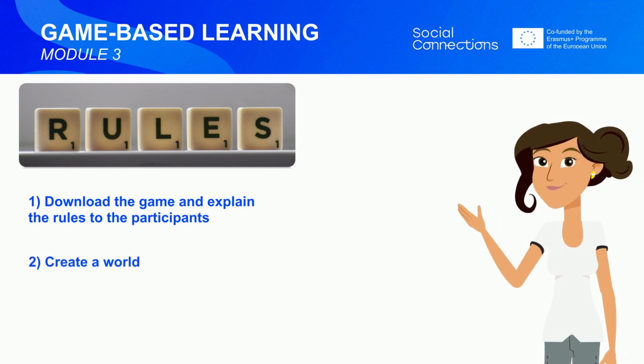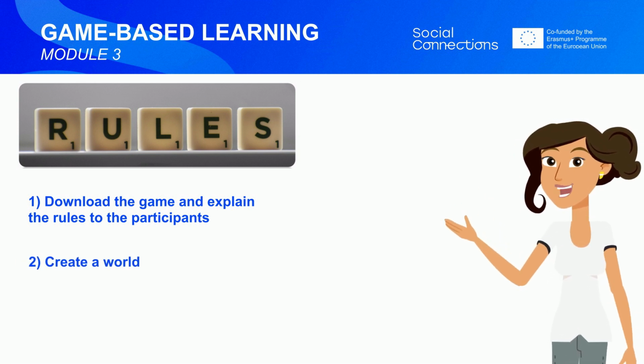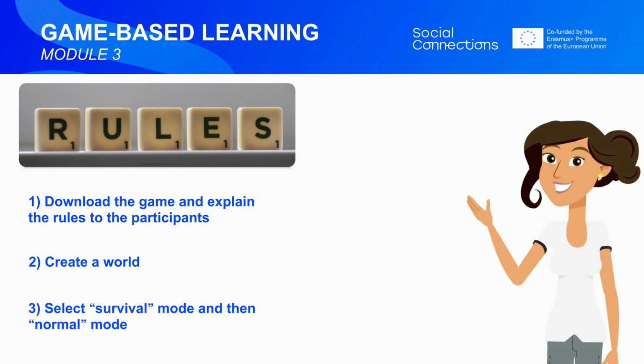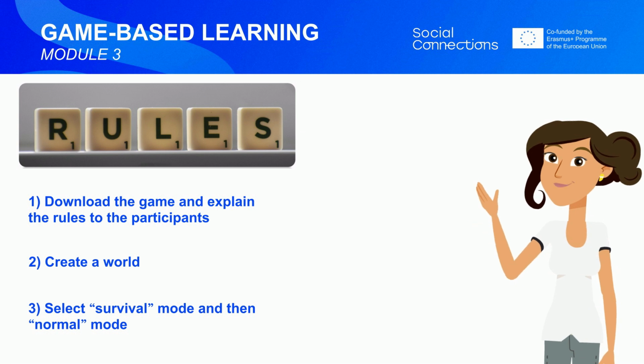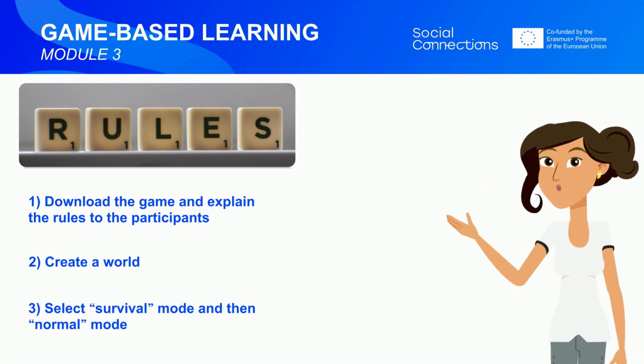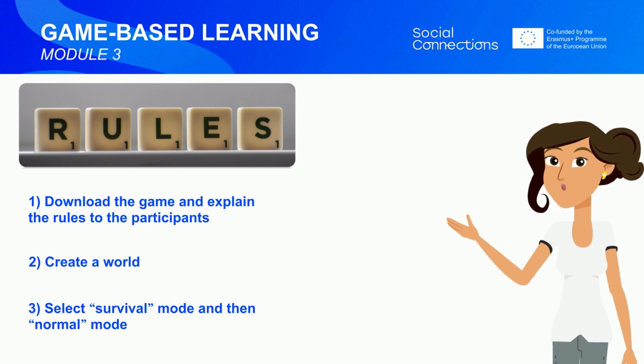The first step is to create a world by clicking on Create a New World. Then, name this new world and play in survival mode. Select Normal mode to fix the difficulty level. Now, an avatar appears on the screen. The players can configure this avatar as they prefer.